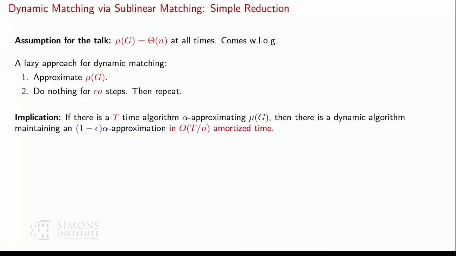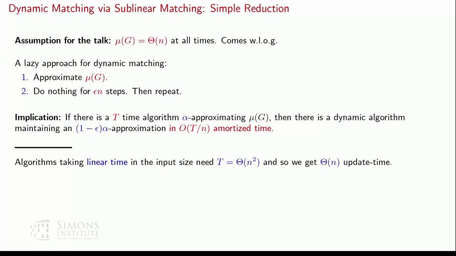Okay. So what is the implication of this? The implication is that if we have a time t algorithm that alpha approximates the size of the maximum matching, then we get a dynamic algorithm maintaining almost the same approximation in t over n time. Why? Because we're amortizing this t time over epsilon n updates. And you can also de-amortize it if you care about de-amortization or worst-case bounds. But basically, the idea is that you can shave off an n factor from the running time of any static algorithm and get a dynamic algorithm.